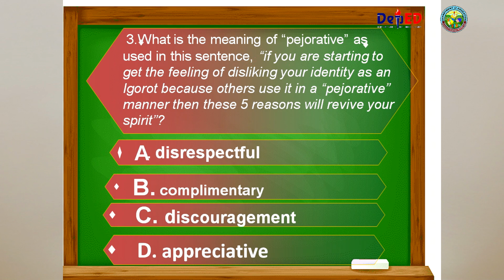Number 3. What is the meaning of pejorative as used in this sentence? If you are starting to get the feeling of disliking your identity as an Igorot because others use it in a pejorative manner, then these 5 reasons will revive your spirit. A. Disrespectful. B. Complimentary. C. Discouragement. And D. Appreciative.